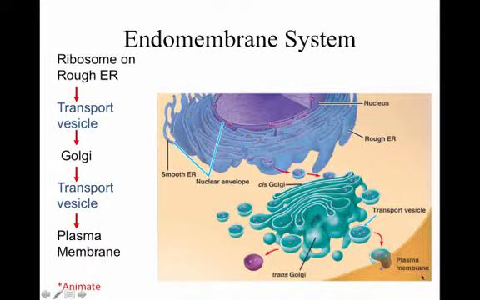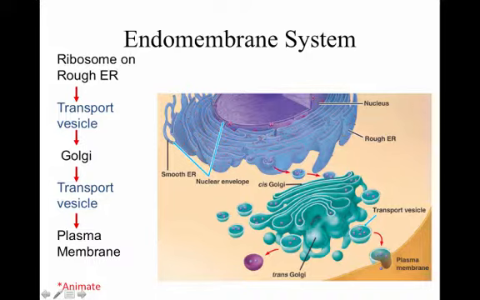Now, if the protein was going to stay inside of the cell, we would have the protein processed on a free ribosome, so a ribosome in the cytoplasm somewhere out here. And then it would stay inside the cell. It wouldn't go through this transport process, this endomembrane system.